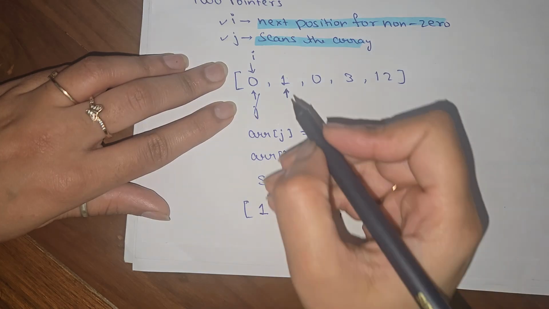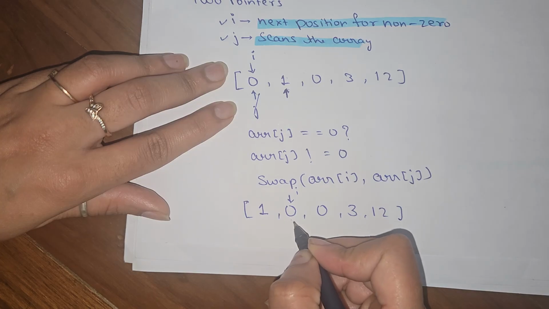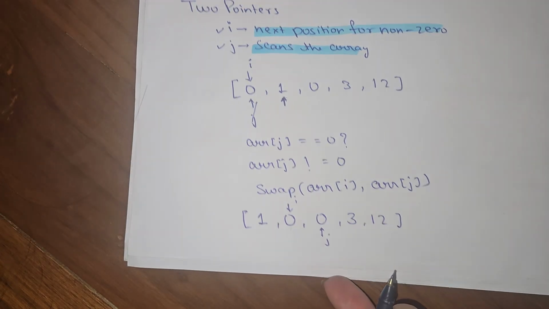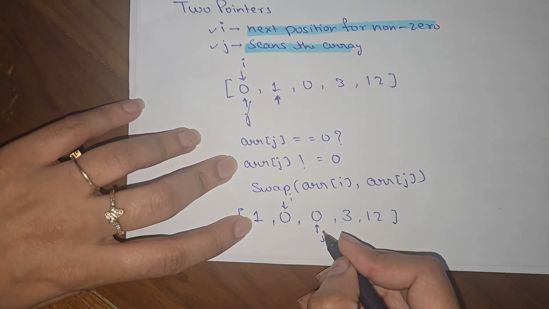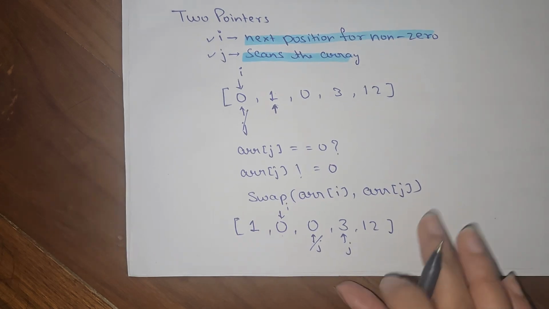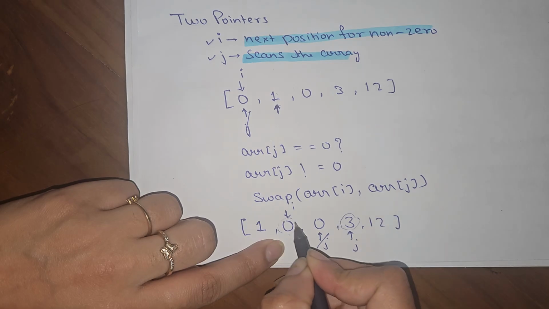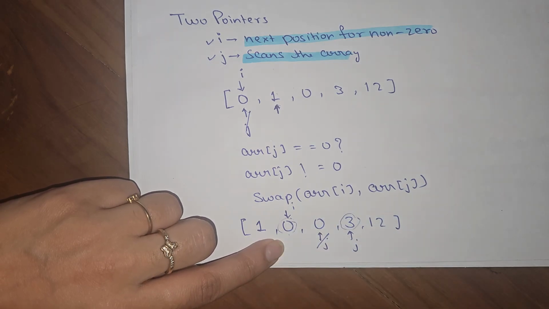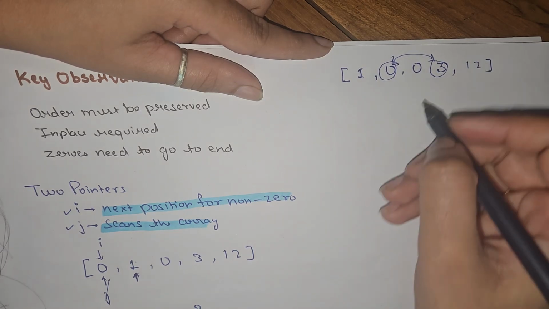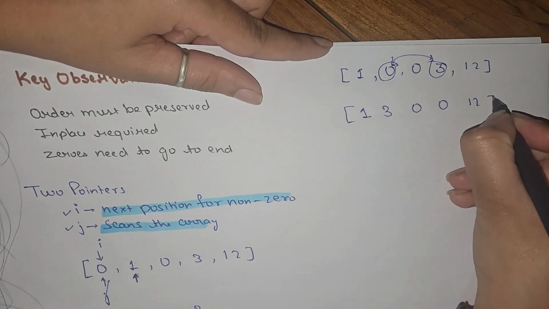Where j was earlier, j was at this index, j will also move to the next index, because this index now has 0. So j will move here. Now again, j will see if this is a 0 element or not. This is a 0, so j will move forward. Now the element pointed to by j, is it a non-zero element? Yes, it is. Then this particular element and this element will be swapped, and i will be moved forward. Basically, these two positions will be swapped. And this will become 3, 0 here, 0 here, and 12 here.